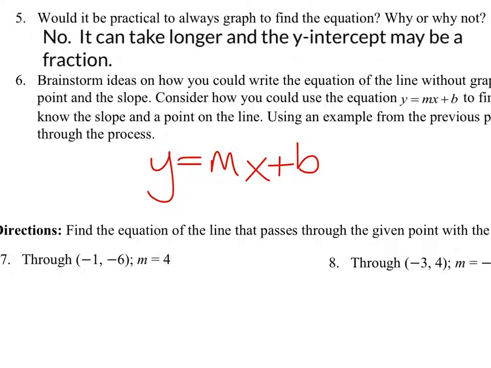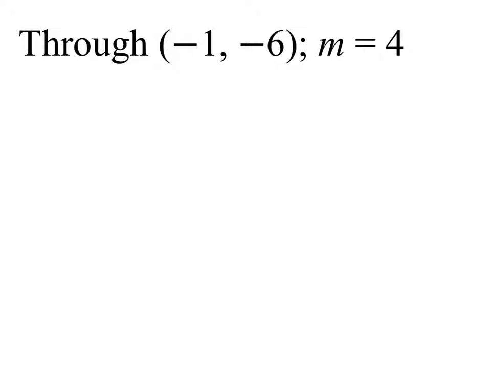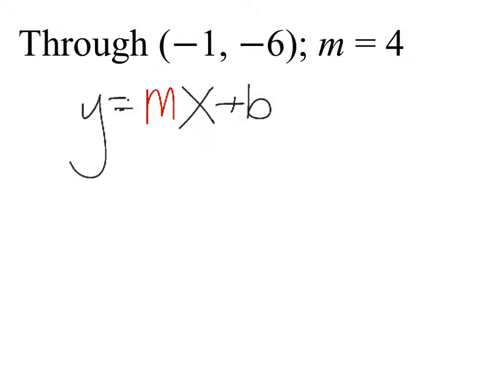Okay, to demonstrate this, let me look at number 7 right up here. We need to write the equation in slope-intercept form. But what's the problem on this one? Well, there's no graph, and there's no y-intercept. So we're going to have to figure that out on our own, right? So this is the equation, y equals mx plus b. Do we know the slope on this one? Yeah, we do, right? It gave us a 4. Do we know the y-intercept? No. Do we know an x value? Yeah, actually, we do, right?